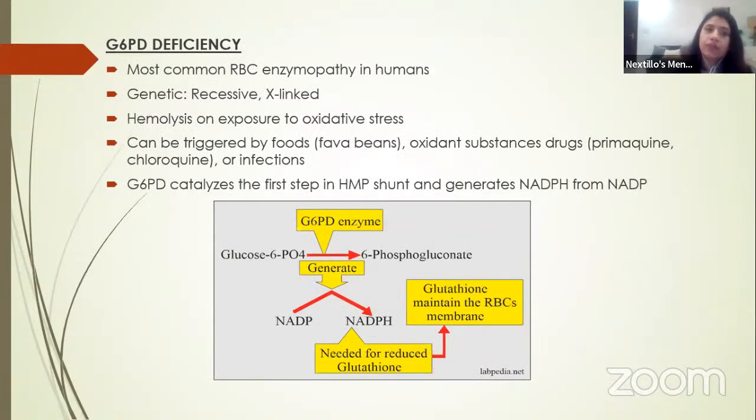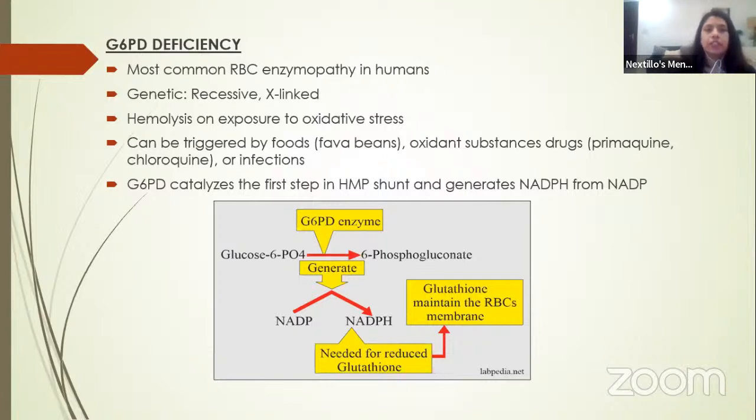Now, second, we come to G6PD deficiency, glucose-6-phosphate dehydrogenase deficiency. It is the most common RBC enzymopathy in humans. It is again a genetic condition, but it is inherited in an X-linked recessive manner.